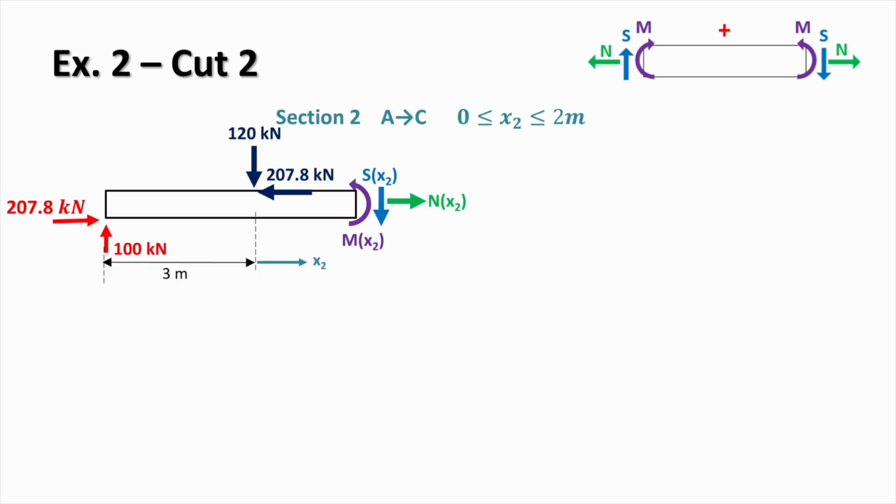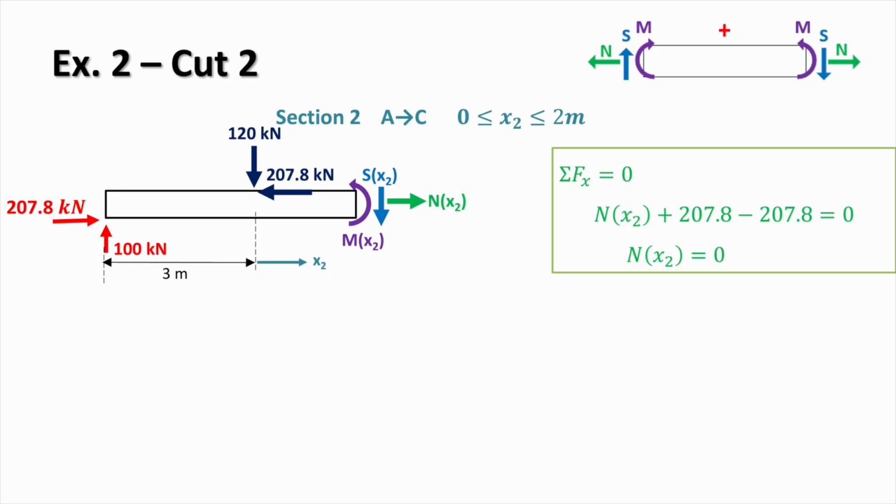We can now analyse the second cut from A to C, with x2 starting at B and varying from 0 to 2 meters. So once again, 3 equations of equilibrium starting with our horizontal forces. Here we have that N(x2) plus 207.8 from the reaction force minus 207.8 from the inclined load equals 0, which leads to the axial force being 0.